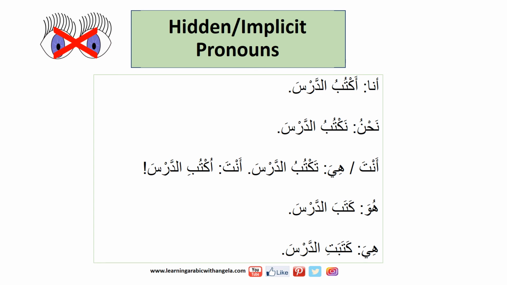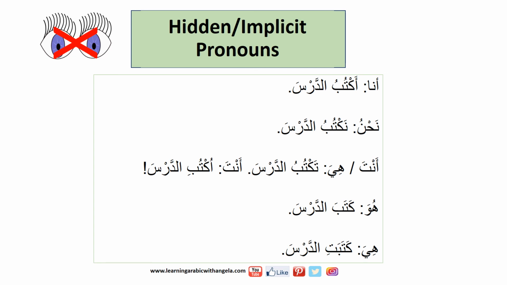And we finally reach the hidden or implicit pronouns, and as mentioned before, you cannot see those pronouns and they're not written anywhere, but they are deduced from the meaning and from the way the verb is conjugated. So let's look at the examples. أكتب الدرس, that means أنا أكتب الدرس. And نكتب الدرس, that means نحن نكتب الدرس. And تكتب الدرس, that means أنت تكتب الدرس. And it also could mean هي تكتب الدرس, so it depends on the meaning. So you will decide according to the meaning and the context.